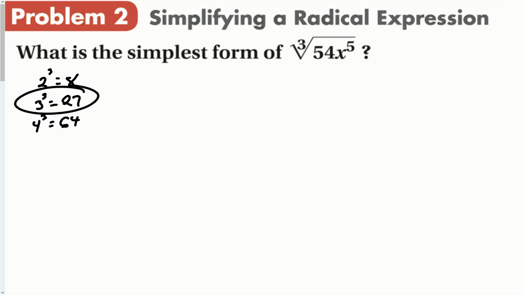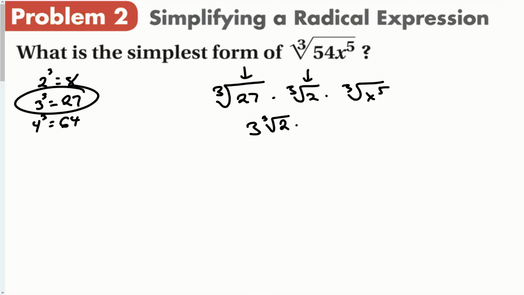So here's my guy. There is the biggest perfect cube that goes into 54. So I break this equation into the cube root of 27 times the cube root of 2 times the cube root of x to the fifth. We'll get to the variable in a second. Let's focus on the numbers first. This is 3. 3 times 3 times 3 is 27. This, the cube root of 2, does not simplify. So we just leave it as 3 cube root 2.